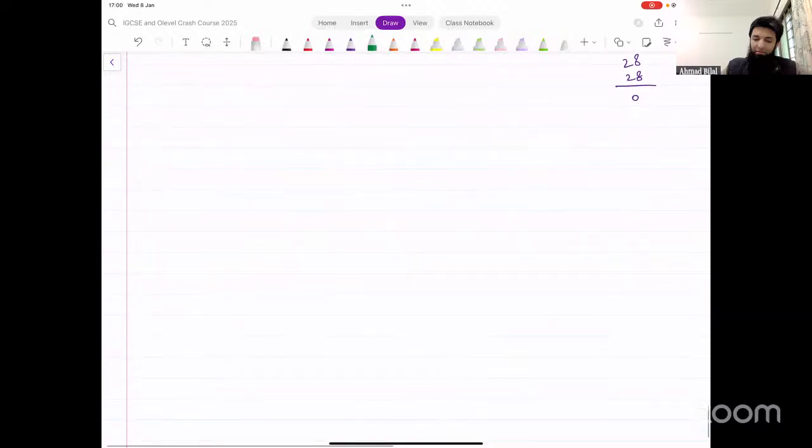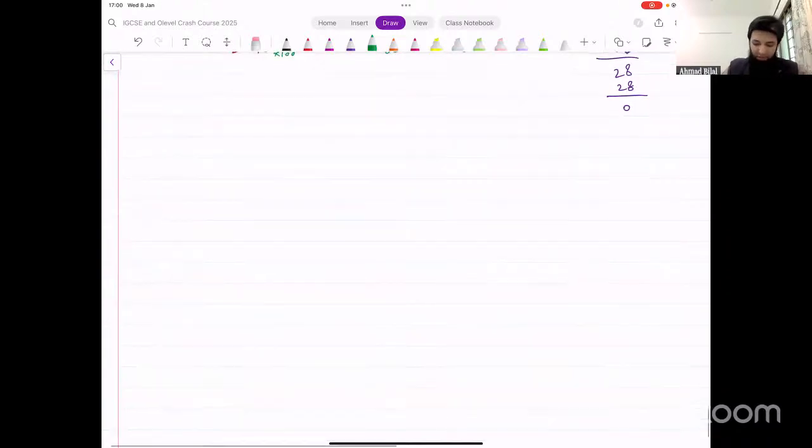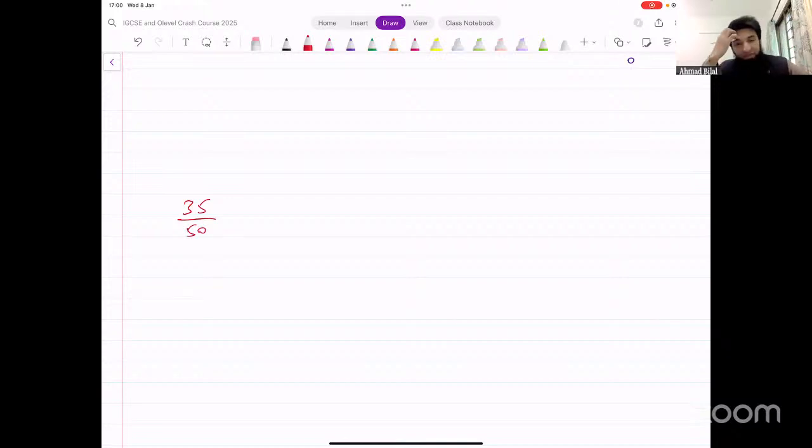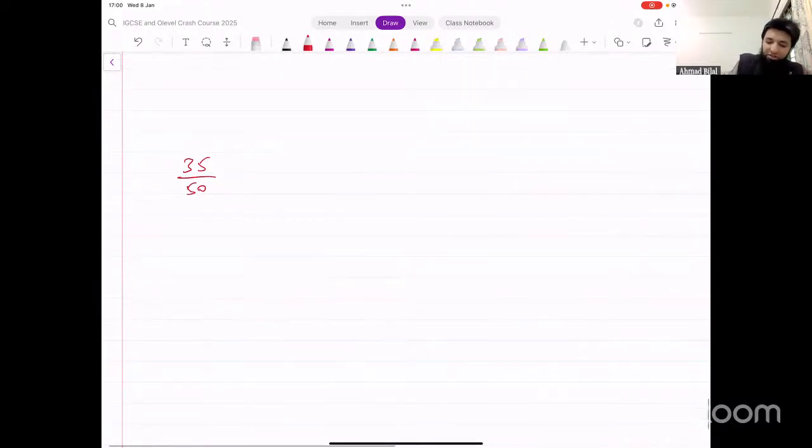Okay, now this was about decimals. Sometimes you have to divide fractions and give your answer as a decimal. Now, how does that work? So, for instance, if you've got something like this, 35 over 50. Now, this is the fraction. We want to give our answer as a decimal. How do you convert fractions to decimals?